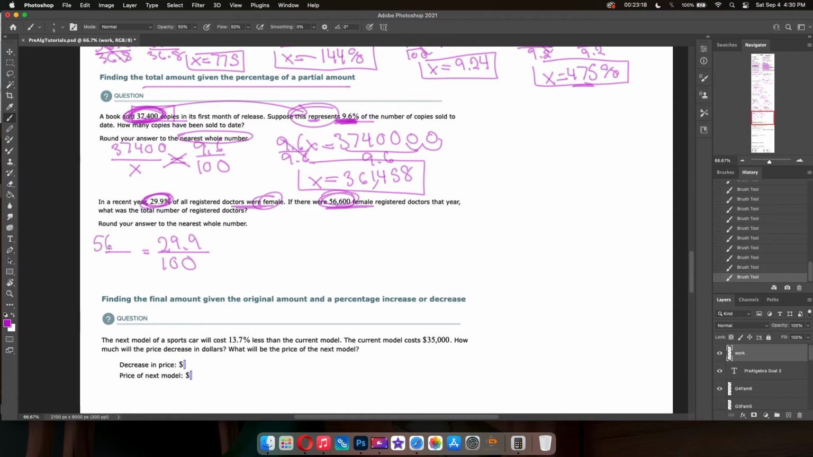The 56,600 is going to go here, and then the x goes underneath, which means we are yet again getting a ginormous number as an answer. So cross multiply, 29.9x equals 56,600, and then we tack on 2 more zeros because we multiplied by 100.